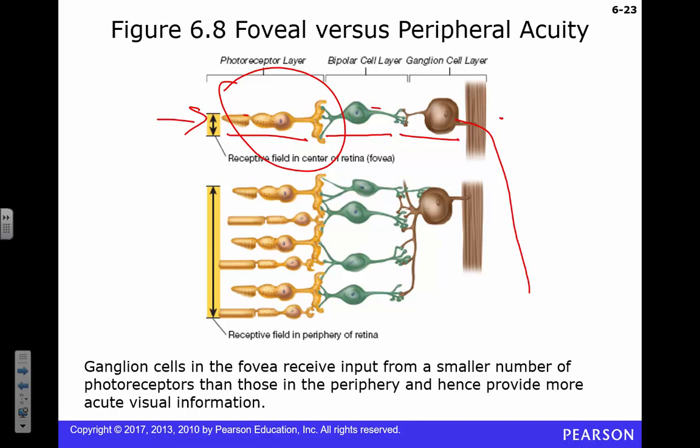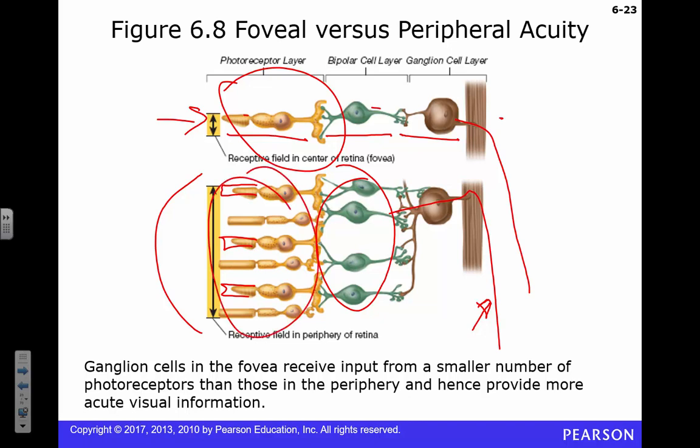When you get out into the periphery, and again, these shouldn't be cones, they should all be rods, you might have five or six photoreceptors down to three or four bipolar cells into a ganglion cell. When you look at the action potential in that ganglion cell, which photoreceptor was it? I don't know. It was any of these, right? So there's some ambiguity there. It's not the same acuity. It's not the same kind of detailed information. So that's why we put things on our fovea when we want to see them in detail, and we don't put them out in the periphery.